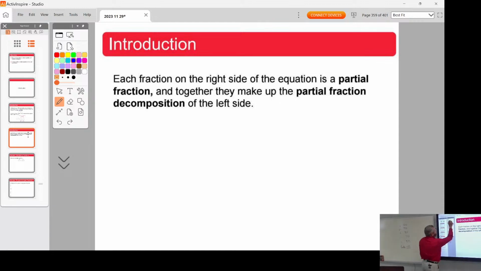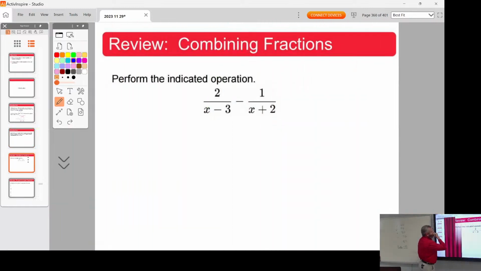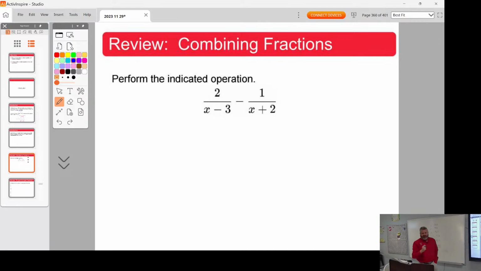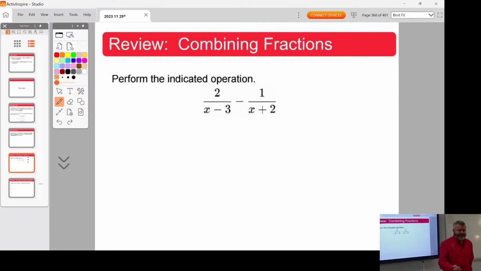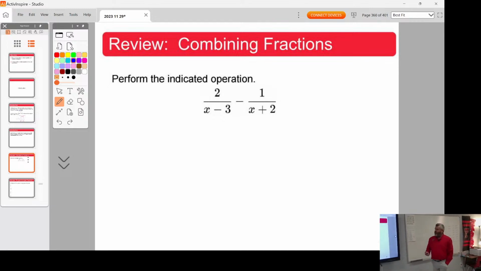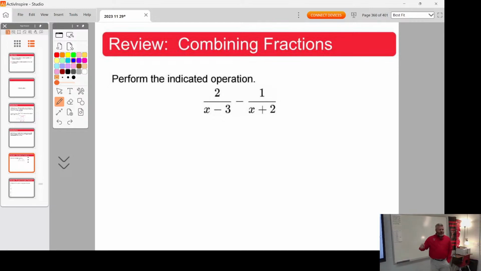Okay, so time for some review here. I want to add those together. Does that look familiar? Weren't these two fractions the exact same ones on the previous page? I want to add them together. How do you add fractions together? What must be true? Common denominator. These denominators aren't the same. How do I make them the same?